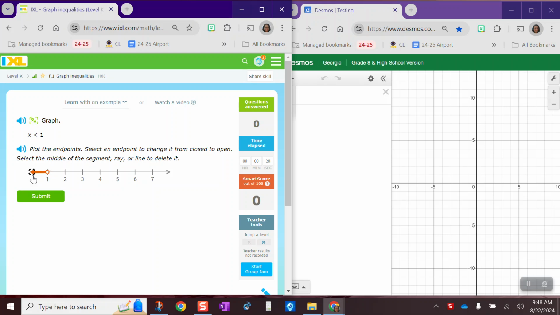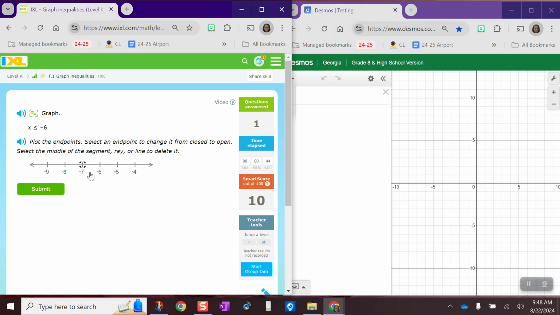They are this way. You do have to go all the way to the end to get the full one. Oh, and I guess we click on it. What did I do? It's open and it goes this way. Why does it make it dashed? Those are all the numbers less than 1.